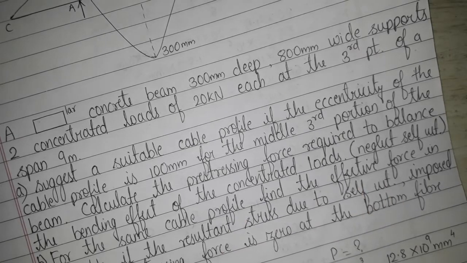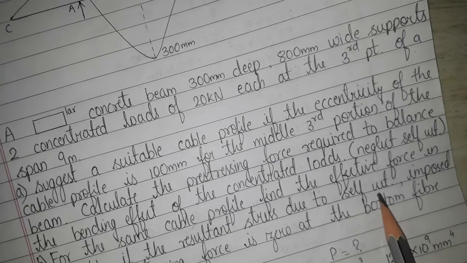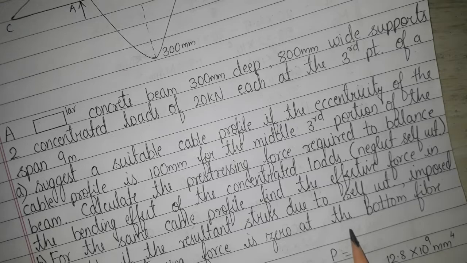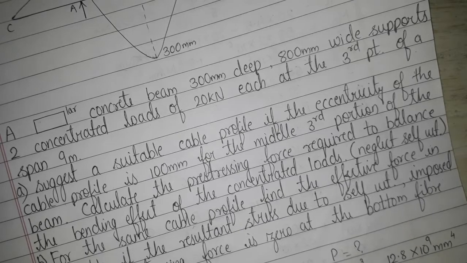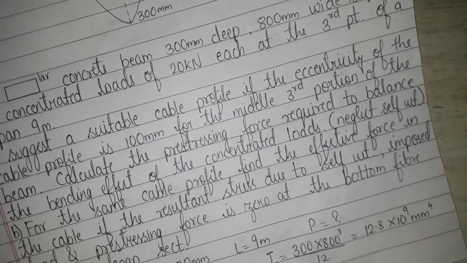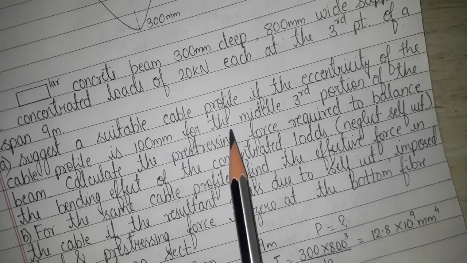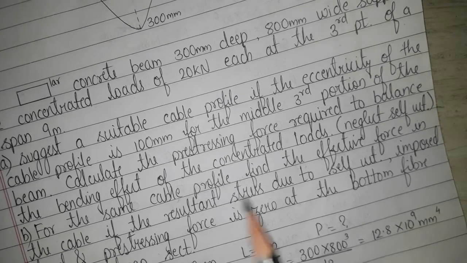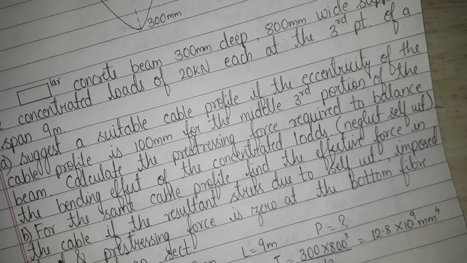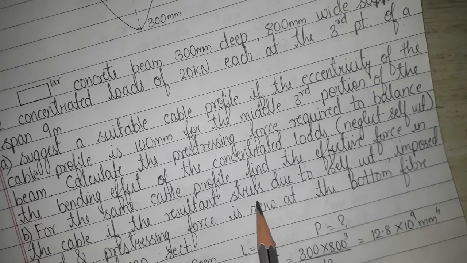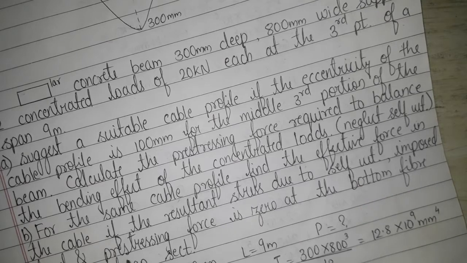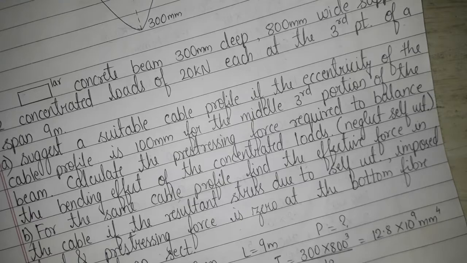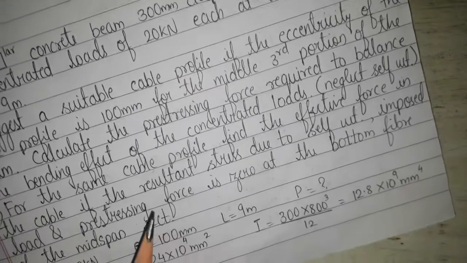if the resultant stress due to self weight, imposed load and prestressing force is 0 at the bottom fiber of the mid-span section. Okay, so we have to find out here. You have to suggest a suitable cable profile, and for the same cable profile find the effective force in the cable if the resultant stress due to self weight, imposed load and the prestressing force is 0 at the bottom fiber of the mid-span section. Okay, so this is the given statement of the problem.